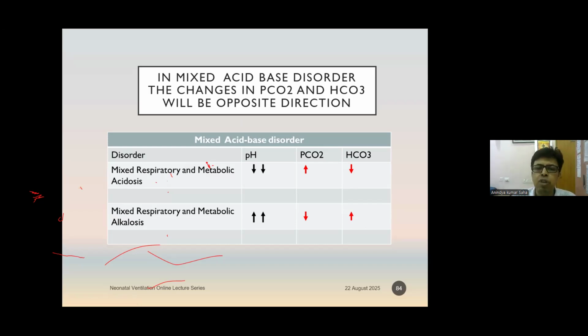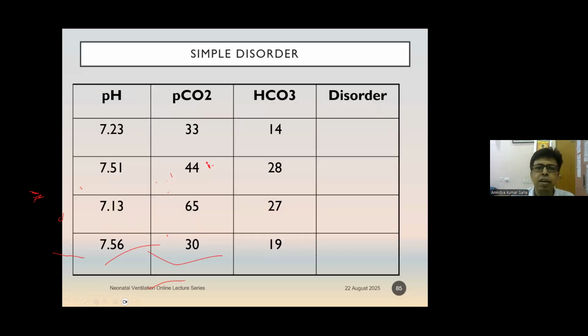So I want to make it very clear what is a mixed acid-base disorder and what is a simple acid-base disorder. So let us have an example. In case of a simple disorder, suppose we start with a pH of 7.23. So it is less than normal.